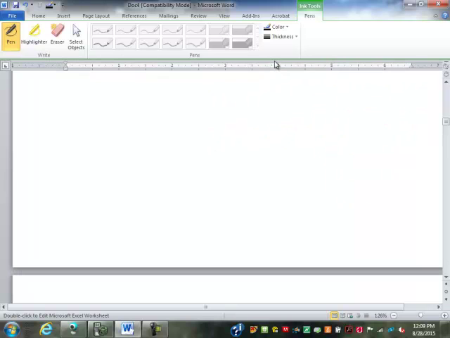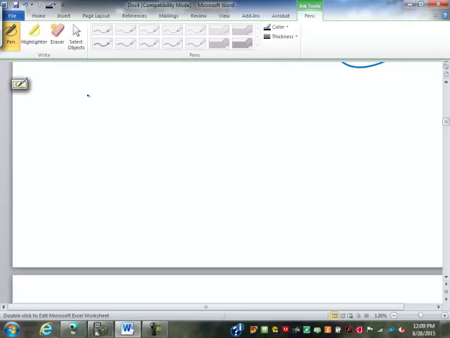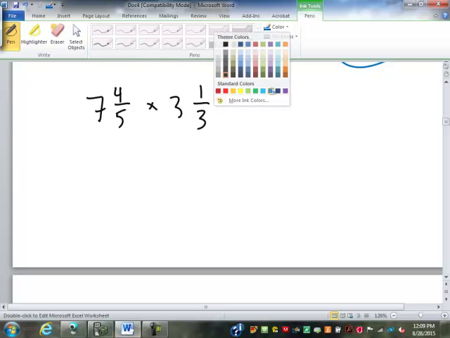Multiplying. Now again, I will tell you this, there are 8 problems with fractions. There will be 4 with just fractions, adding, subtracting, multiplying, dividing, and then there will be 4 with mixed numbers, one of each operation as well. So I'm not doing all 8 examples, I'm just picking a couple here. Let's say that we have 7 4/5 times 3 1/3. Tell me what to do.